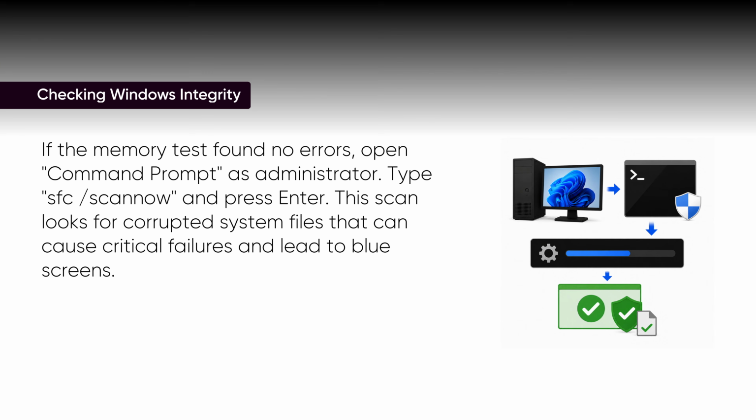Checking Windows integrity. If the memory test found no errors, open Command Prompt as administrator. Type sfc /scannow and press Enter. The scan looks for corrupted system files that can cause critical failures and lead to blue screens. How to interpret the message displayed.